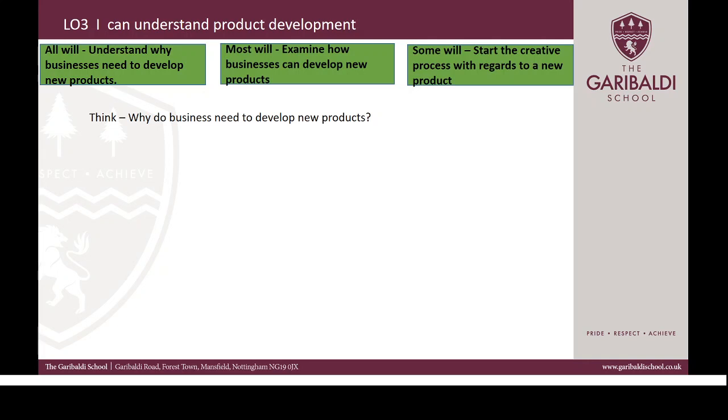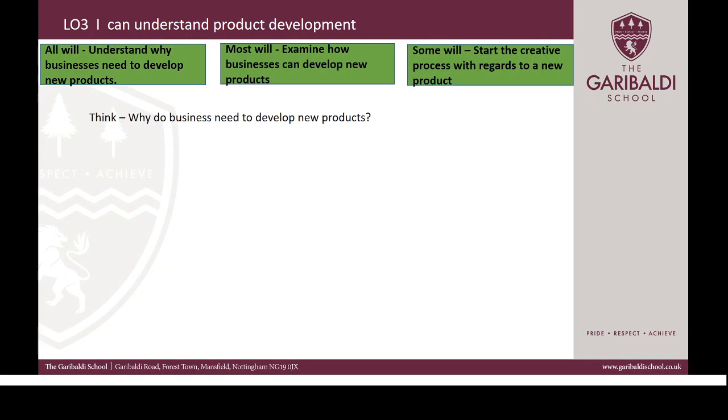Hopefully you've paused the video and you've come up with some ideas. So have a look at what you've come up with. Some of the things you might have come up with might be that rival companies have developed new and better products. So as a company, to keep up and maintain business and keep your customers, you've had to come up with a new product. So for example, if Apple launch a new phone, Samsung will launch a new phone. If Sony launch a new games console, Microsoft will have to launch a new games console.